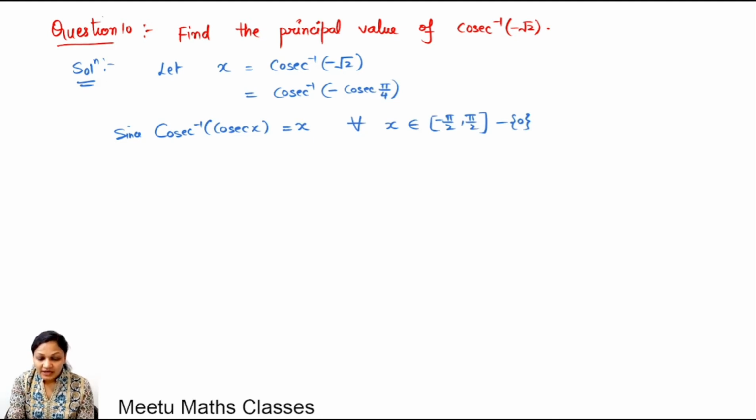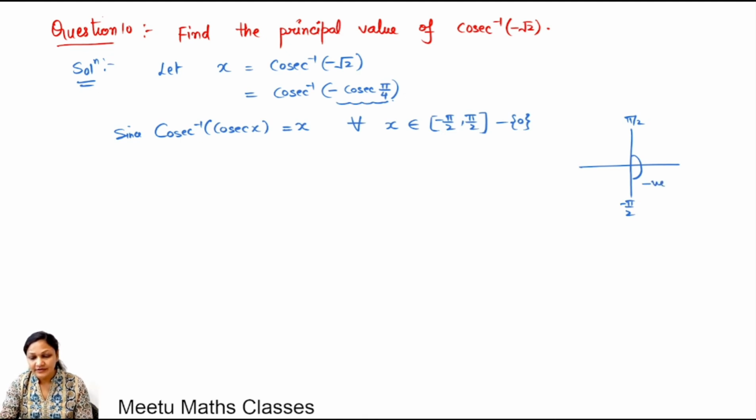Okay, so your angle for cosec inverse of cosec x must be in the fourth quadrant for the negative cosec, because minus pi by 2 to pi by 2 covers first and fourth quadrant, but you need negative cosec, that means you have to shift your angle in the fourth quadrant. So you can write your x as cosec inverse of minus cosec pi by 4 can be written as cosec of minus pi by 4.